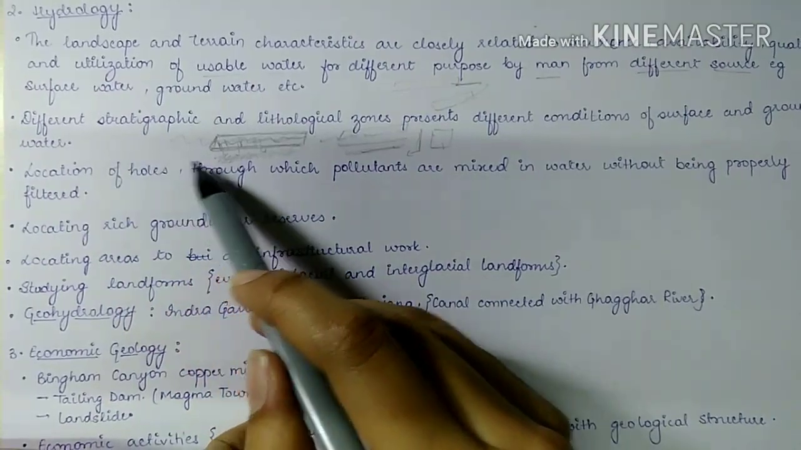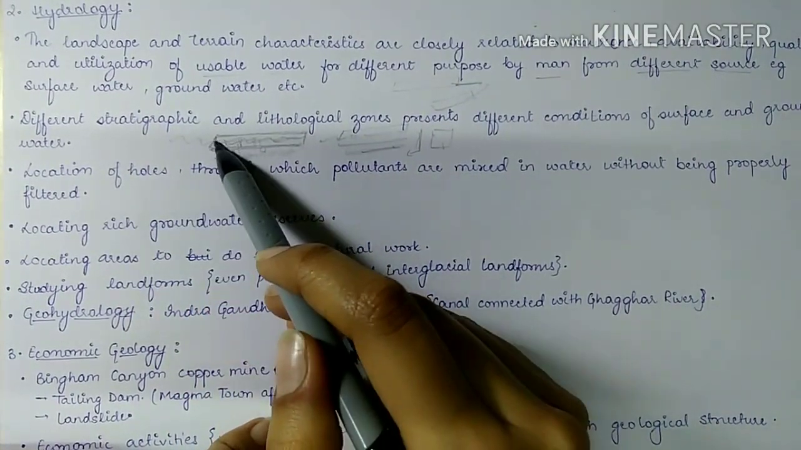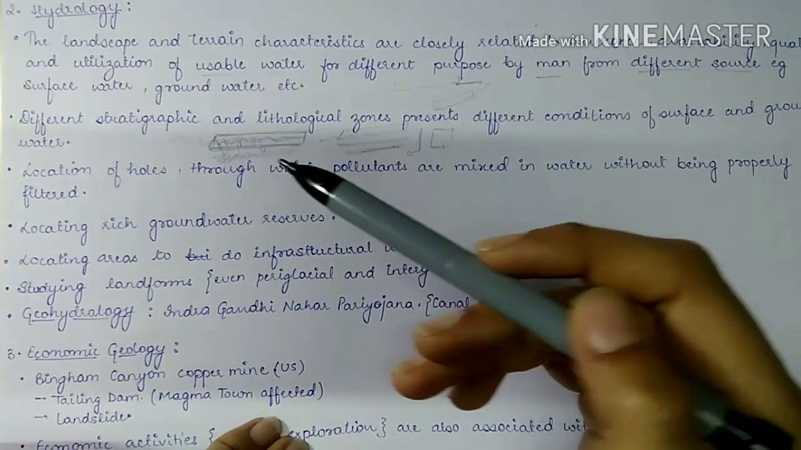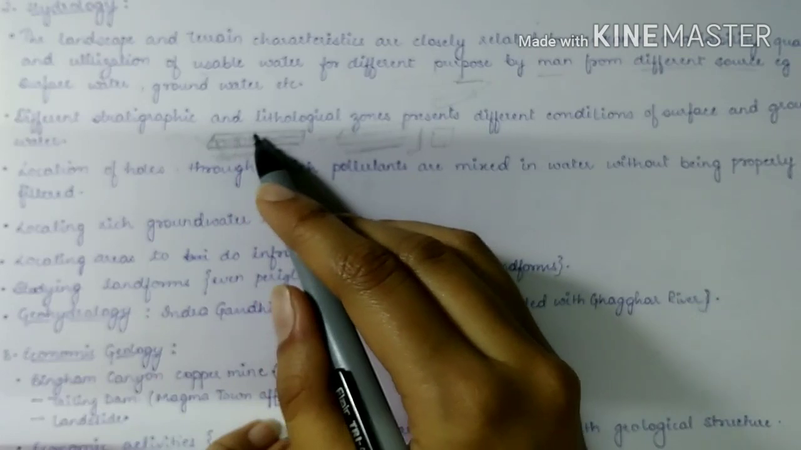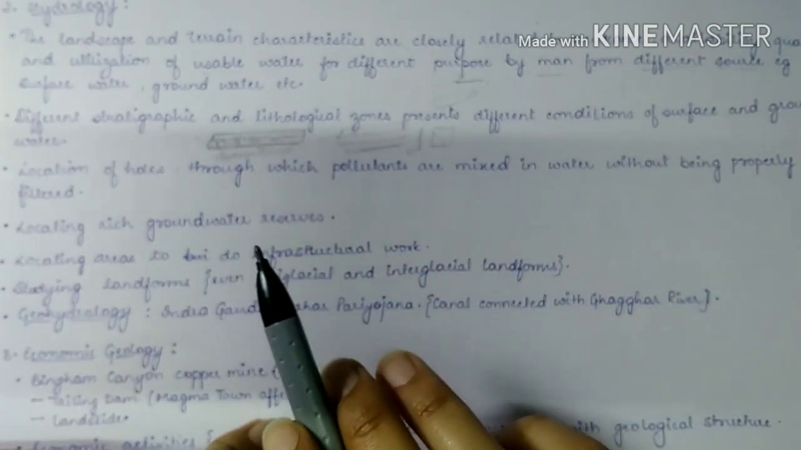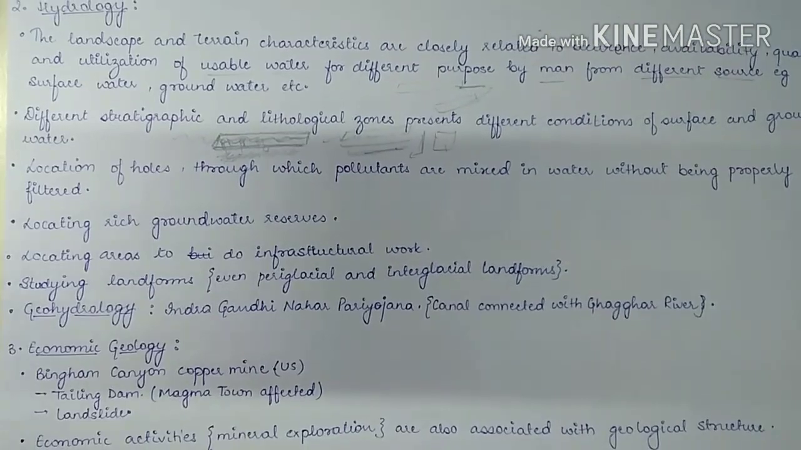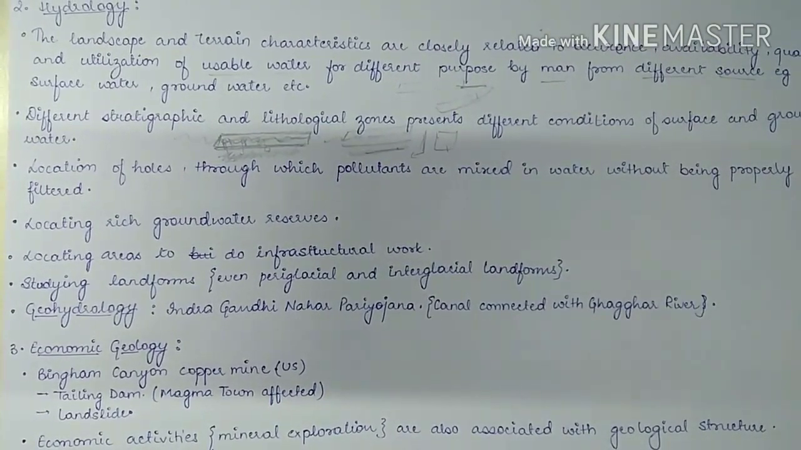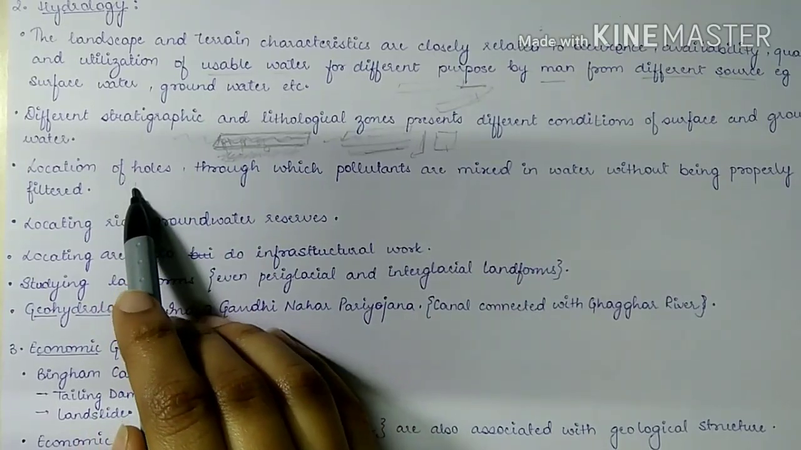Then, as I told you, if we have porous rocks, they have holes in them. Through these holes, due to our anthropogenic activities, various fertilizers and pollutants are mixed with water without being properly filtered, and because of this various diseases are caused. Other flora and fauna are also affected by these pollutants.